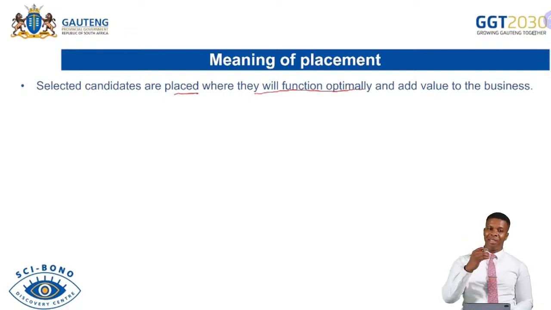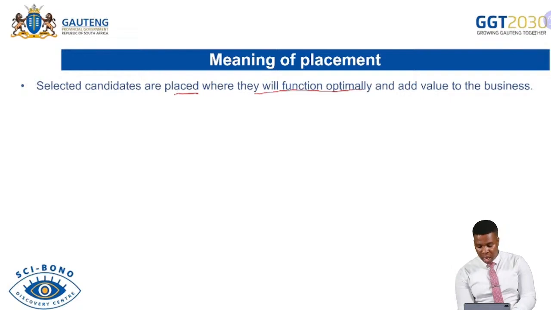And you should be given classes that would basically be subjects that you will function optimally when you are teaching. So that is placement. This is when you start working now. So wherever you will be placed, it should be a position where you will function optimally and add value to the business.